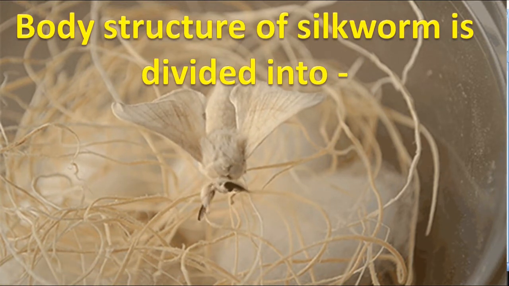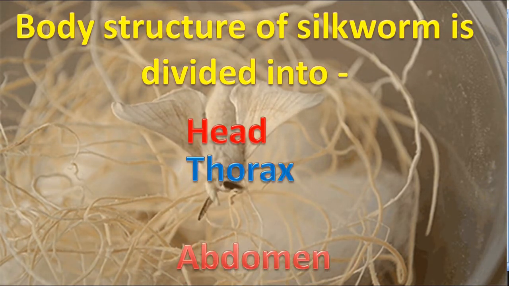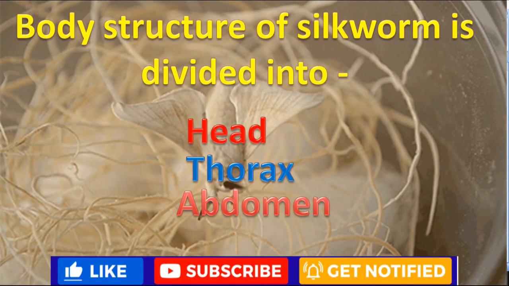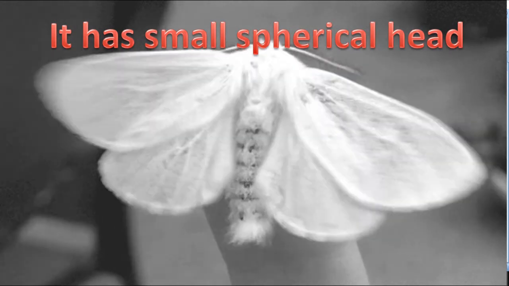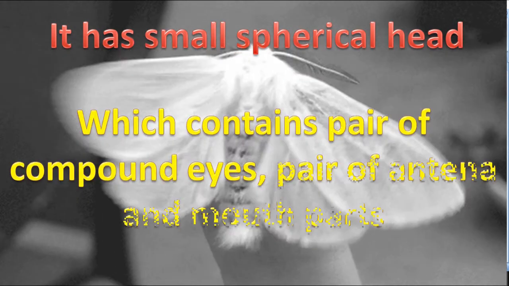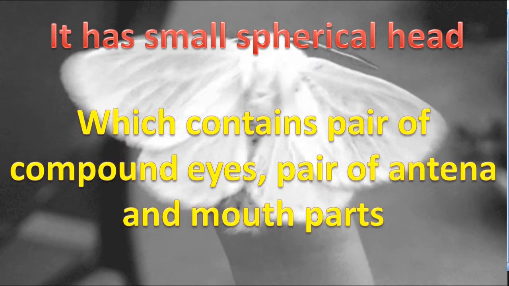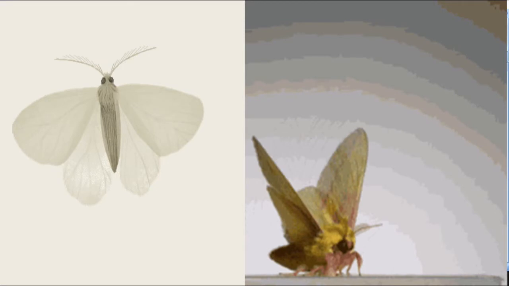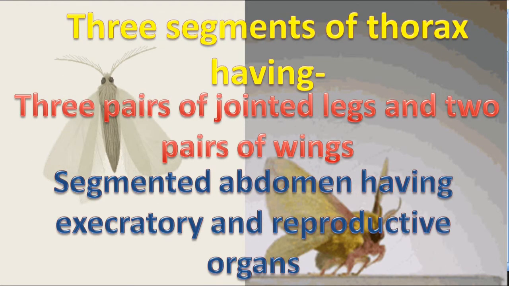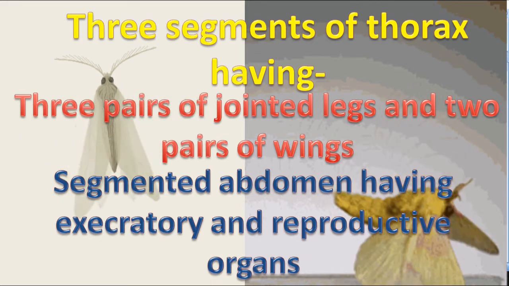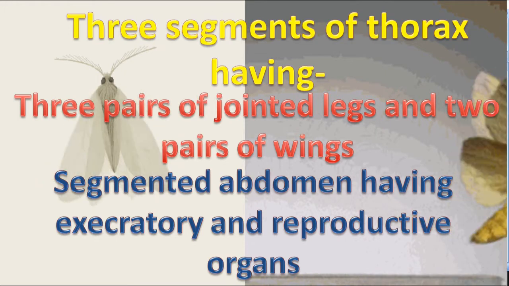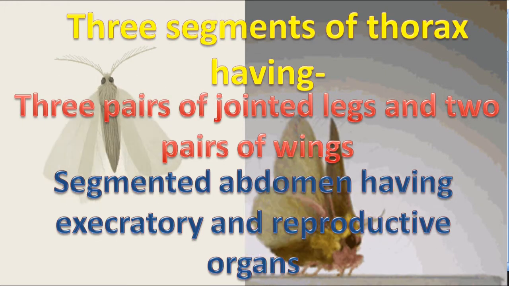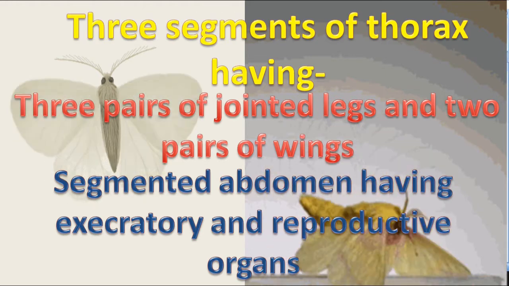Body structure of silkworm is divided into three parts: head, thorax, and abdomen. It has a small spherical head. That small spherical head contains a pair of compound eyes, a pair of antennae, and mouth parts. The thorax has three segments, having three pairs of jointed legs and two pairs of wings. The segmented abdomen has excretory and reproductive organs.